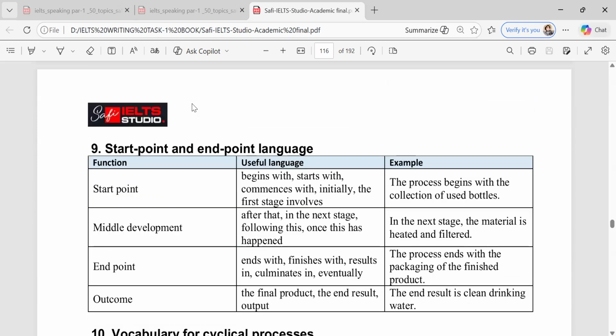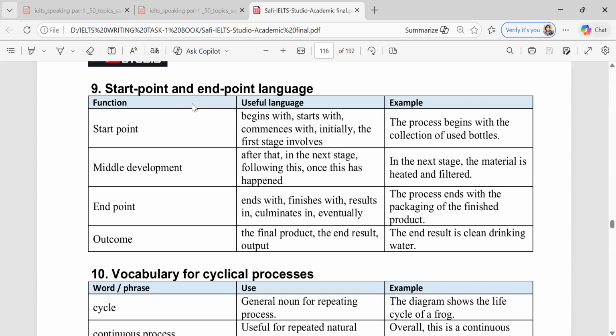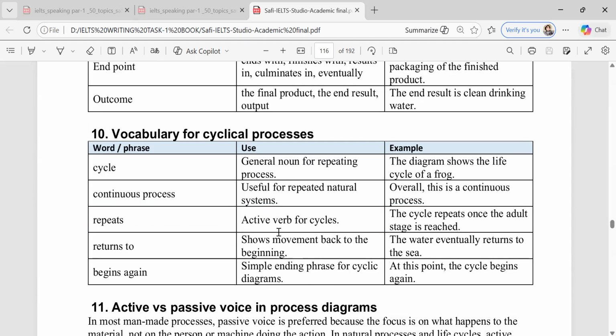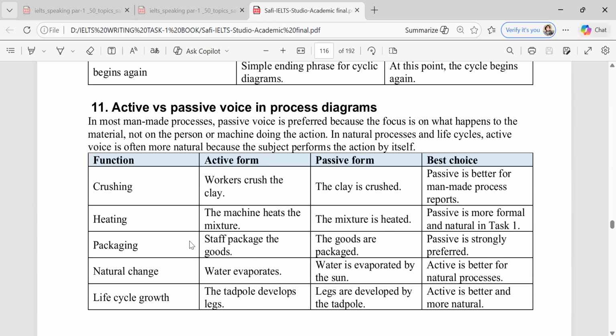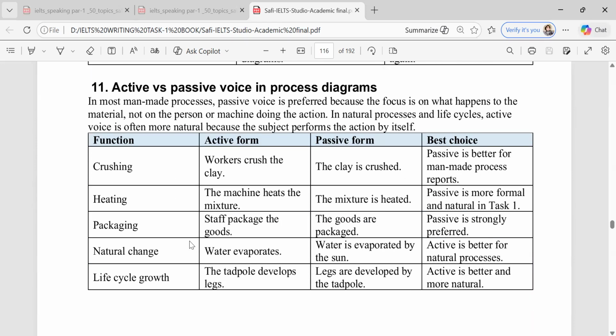And then start point, begin with, start with, middle development, end point. There's vocabulary you need to just go through. And then cycle, if there is a continuous process, repeat, returns to, eventually returns to, etc. So this is the vocabulary portion. And you do understand, as I told you, active versus passive in a process diagram.